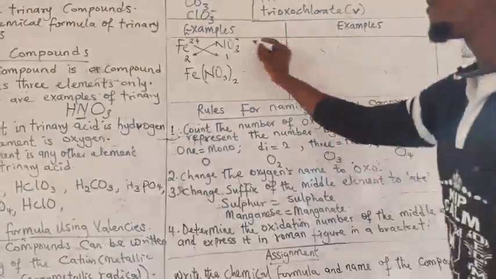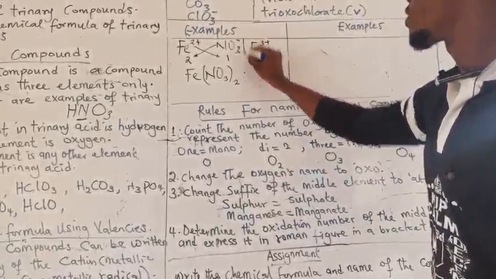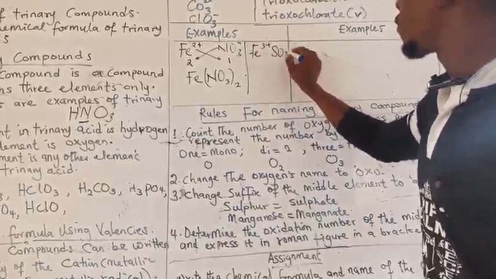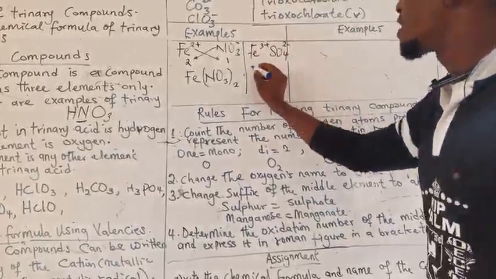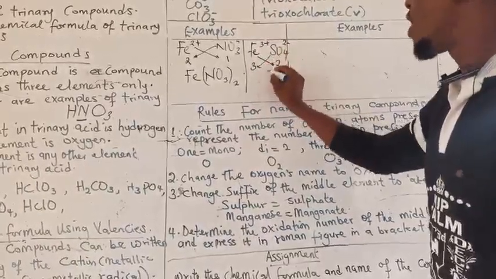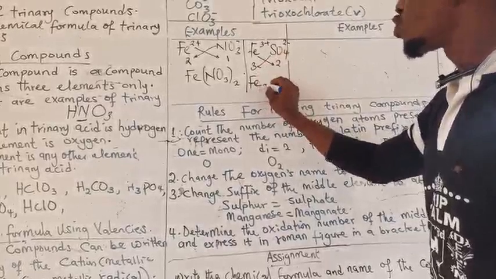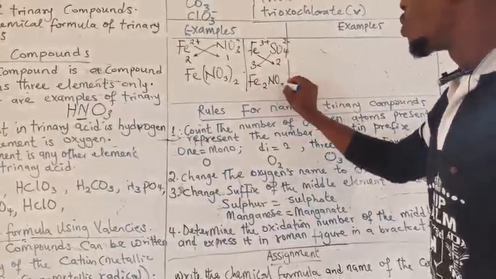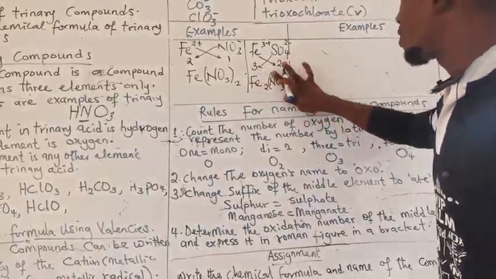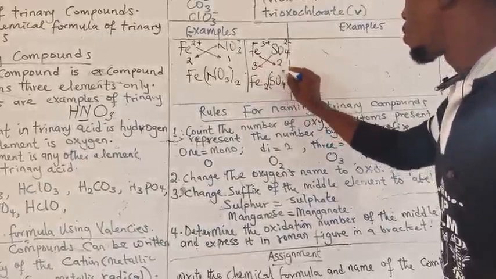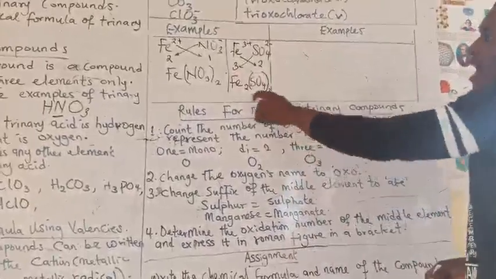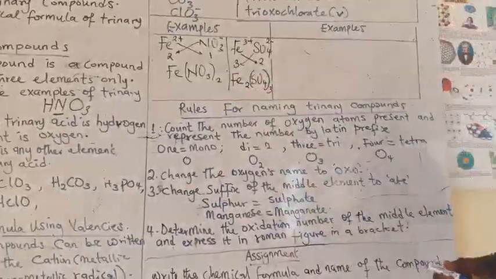Now I can as well take Fe3+, and then let's use SO4 2-. So I'll have 3, and then I'll have 2. You do your exchange of valency, then you have Fe2, and then SO4 in brackets with the 3 that is here. Sorry, that's a mistake earlier. With this I have my iron(III) tetraoxosulfate(VI). So that is how we write.